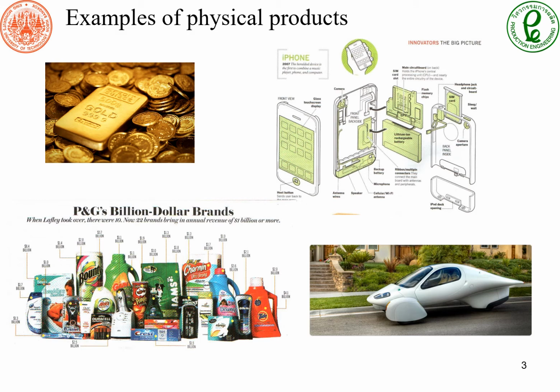Physical products can be anything: your mobile phones, electric car, gold coins, laundry detergent, paper napkins, a bottle of shampoo.